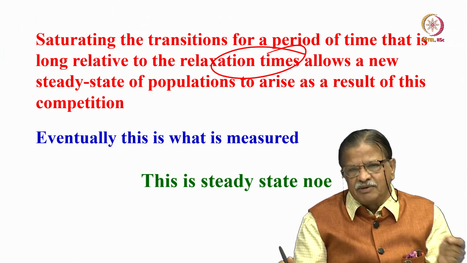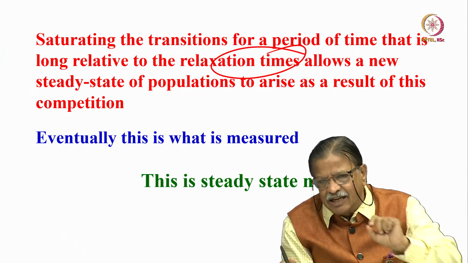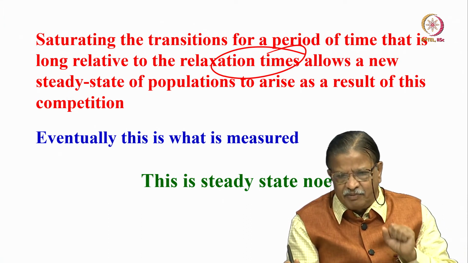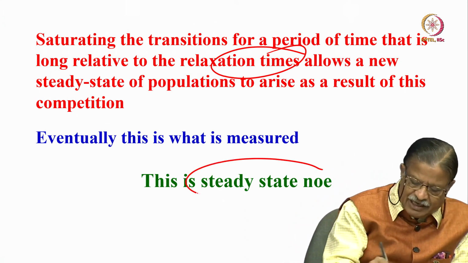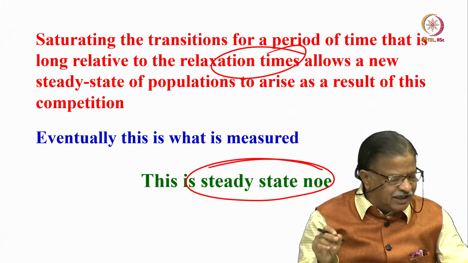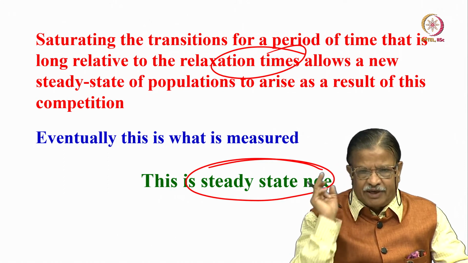So, since the spins attain steady state because of this low power irradiation saturating the transition for a period of time, this is called steady state NOE. This is called steady state nuclear Overhauser effect. Okay.